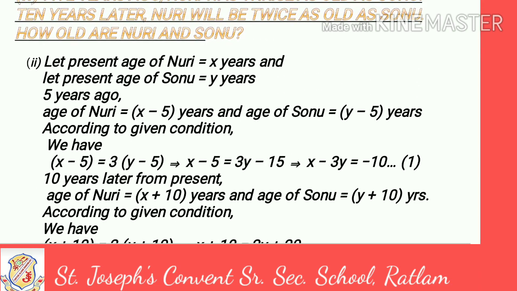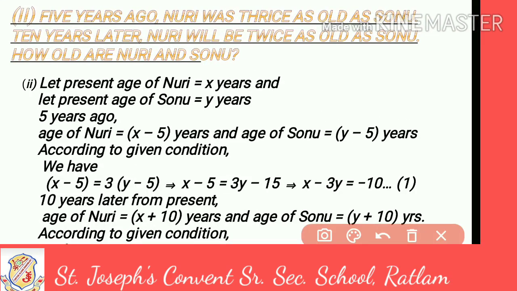So what was the question? Question was 5 years ago. What was Noori's age? If we are considering the present age of Noori as x, definitely if we are talking about 5 years ago, means previous to 5 years. So what will be Noori's age? Noori's age will be x minus 5 years. And what would have been Sonu's age? y minus 5 years.